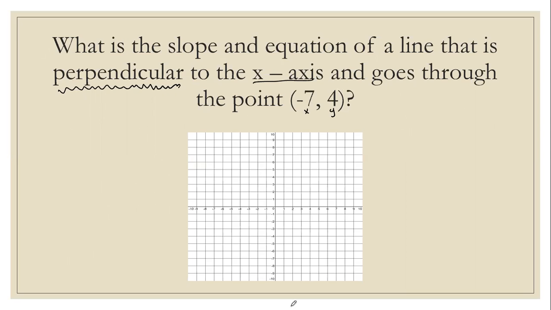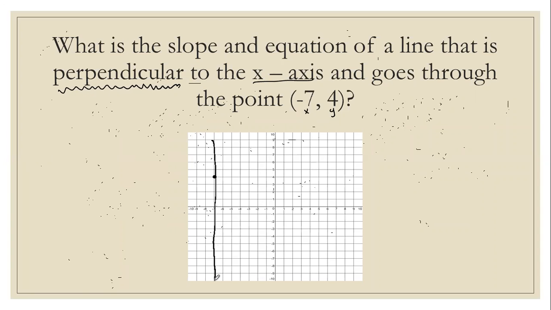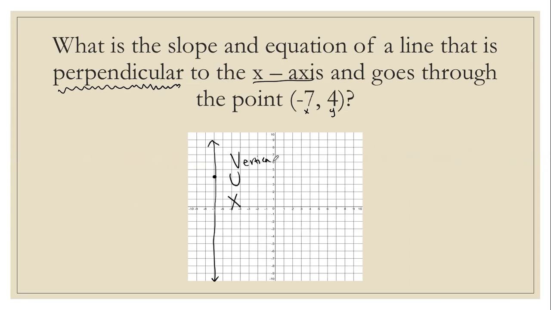So even if I don't have a graph, you can do this. If it's perpendicular to the x-axis, I know it's vertical. I'm going to go ahead and draw this at -7, 4, and make my vertical line since it's perpendicular to the x-axis. Since it's vertical, I'm going to write vertical. Undefined slope. It's an x equals equation, so x equals, the x value at this point is -7. x equals -7. There's my answer.